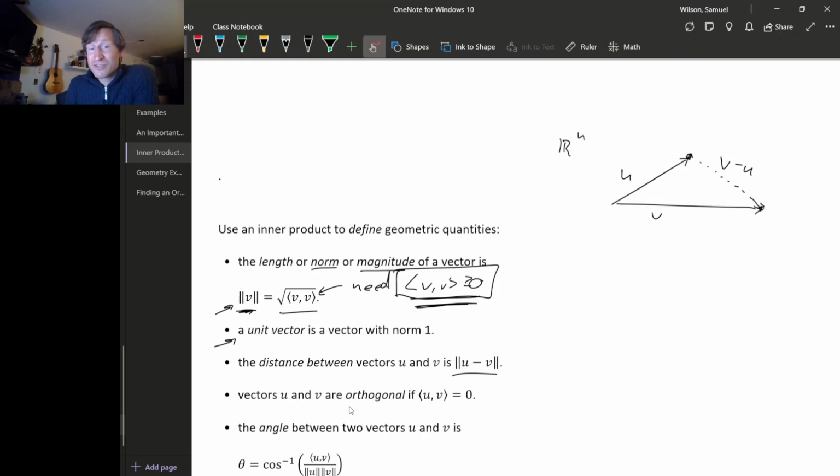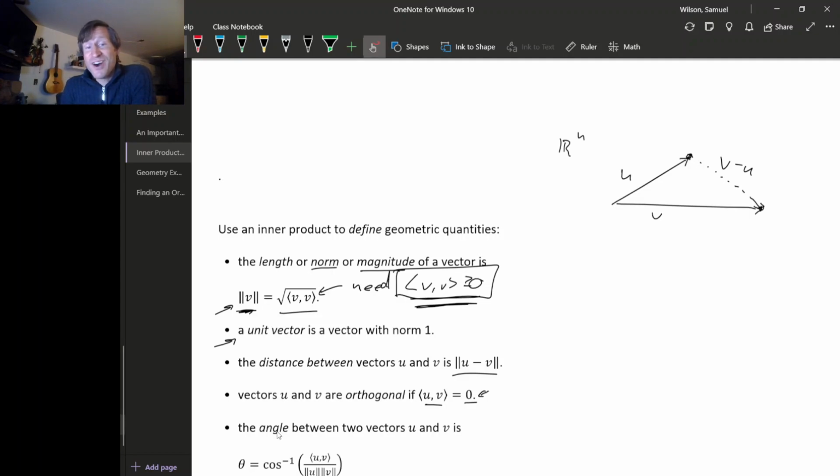We can say that vectors are orthogonal when their inner product is 0. So I should be careful. It's not that we can tell when two vectors are orthogonal by checking this. What we're doing is defining what it means for vectors to be orthogonal in this inner product space.